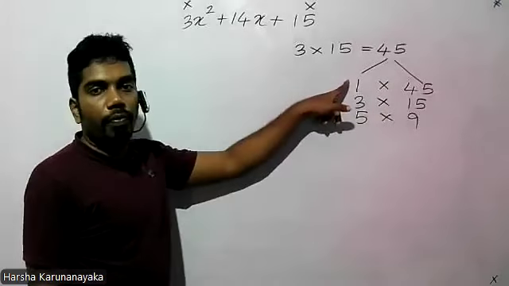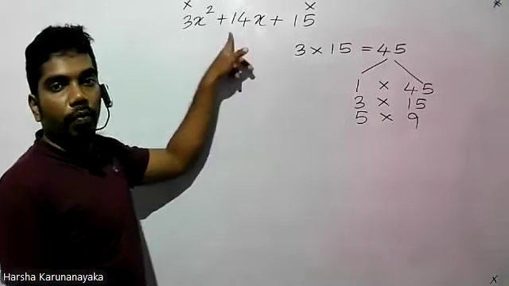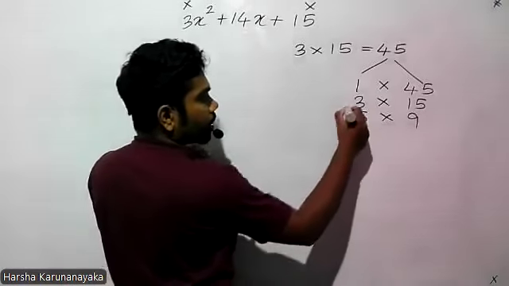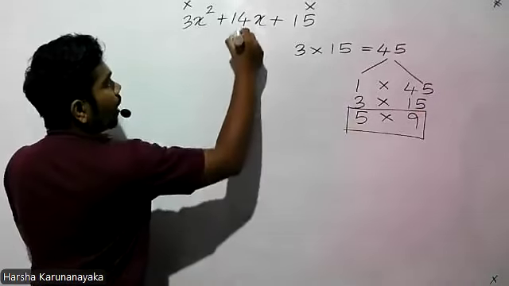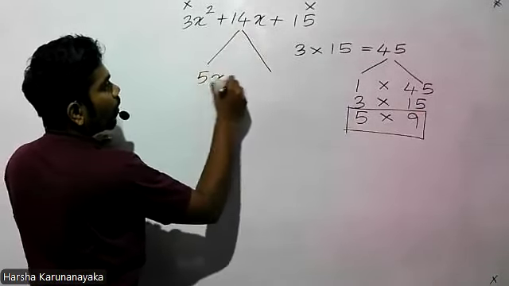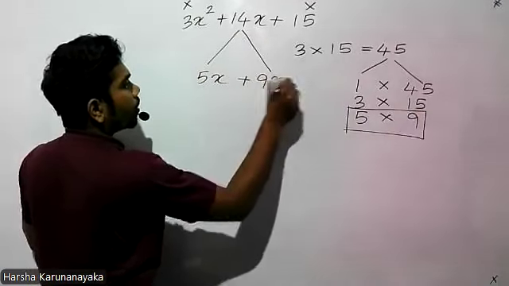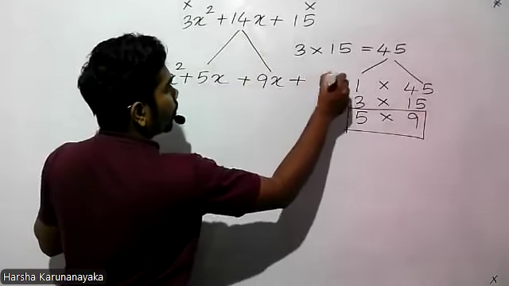The sum of these factors equal to the coefficient of x. So in this case, 5 plus 9 equal to 14. Now we can separate 14x into 5x plus 9x, plus 3x squared plus 15.